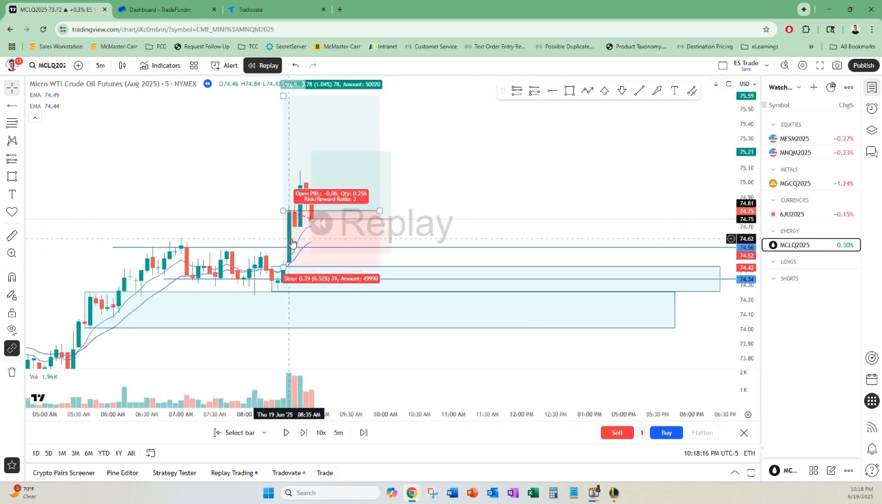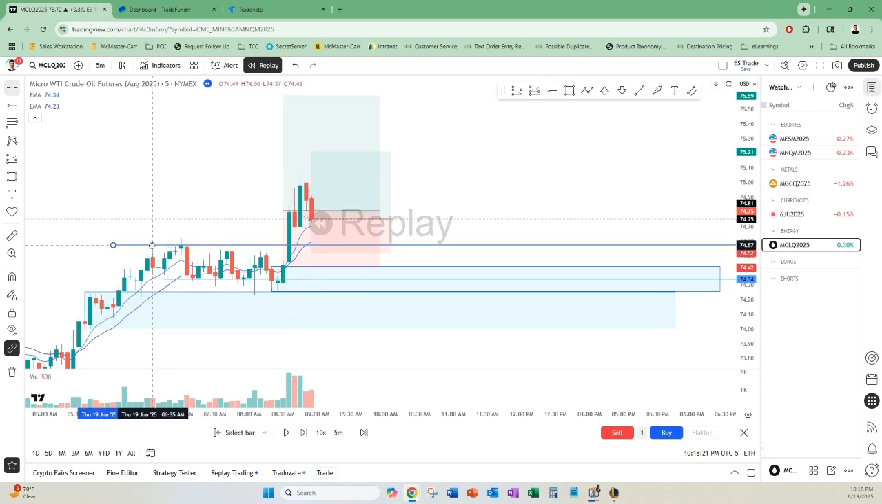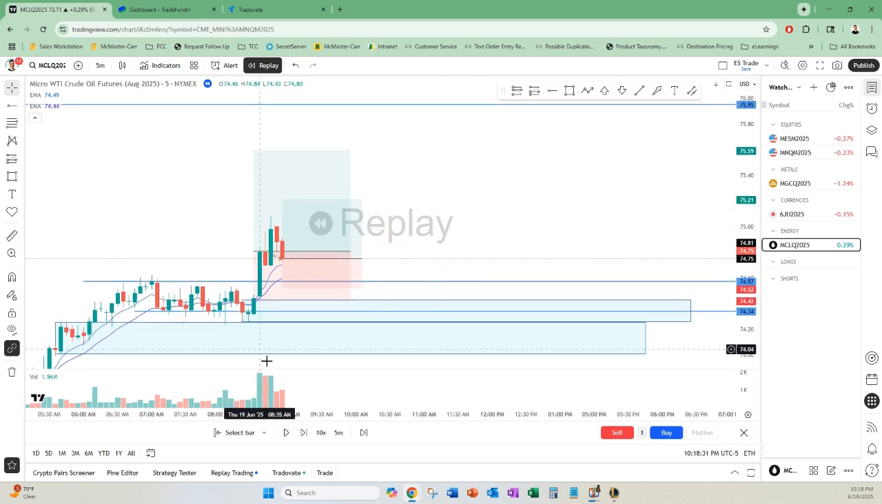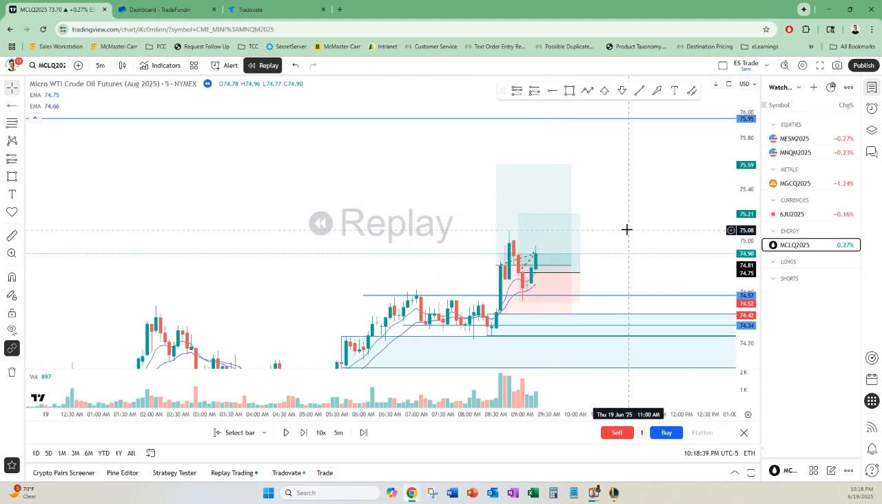So eventually price, huge green bar, solid green bar, broke and closed above our high right here, breaking out of that range, and so I have a drop, base, rally, base, rally. And so I took this huge zone right here. Price got me in, took a lot of heat, and then price eventually started coming back up.